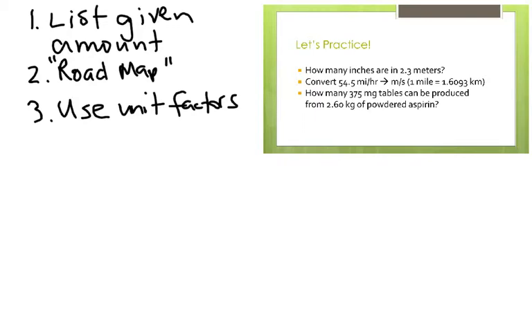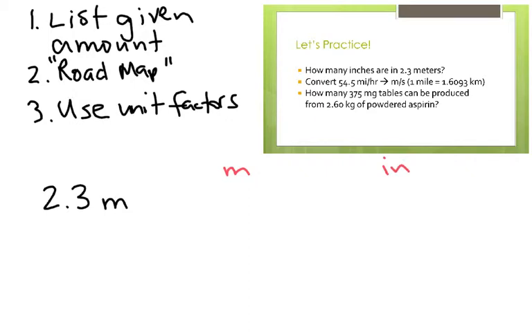All right, so let's start with a simple example. Number 1, how many inches are in 2.3 meters? This is a very straightforward dimensional analysis problem. The given amount that we're given is 2.3 meters, and so I'm going to list that out. Now, on the top of the page, I'm going to start listing my roadmap, and here's what I mean. I write the unit that I'm currently in, which is meters. On the right side, I want to write the unit that I'm trying to get to, which is inches.